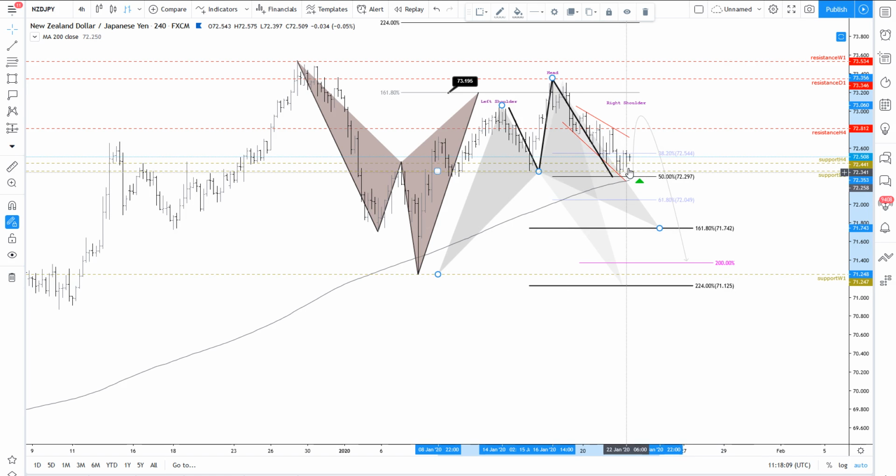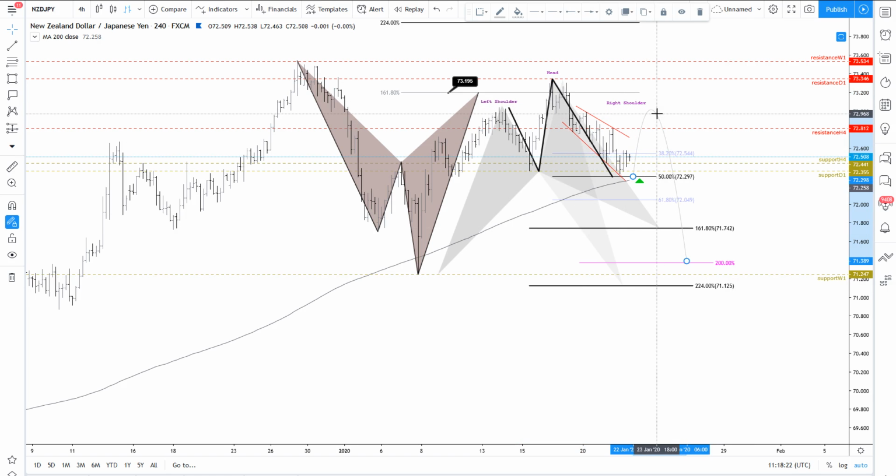If that happens, one eventual right shoulder, as you can see here, I projected this as one eventual right shoulder. We still need the right shoulder to form. I'm not saying the market needs to trade so high to form the shoulder. One eventual retest of that fractal at 72.81 will be enough to form that right shoulder. But the trigger point is below the daily fractal, so trading below the daily fractal may trigger more bearish momentum for the pair.